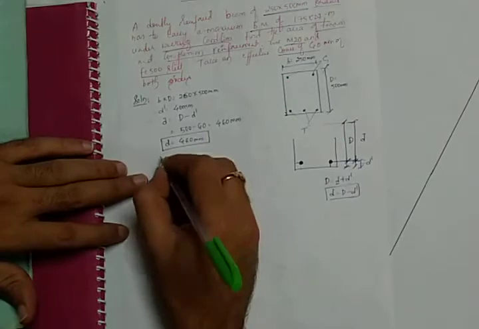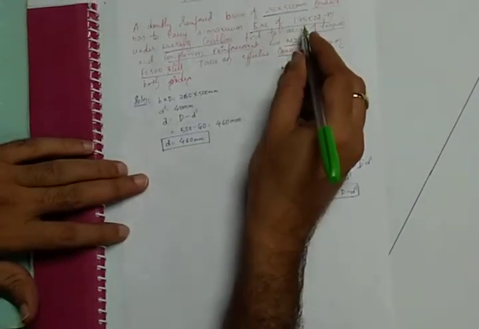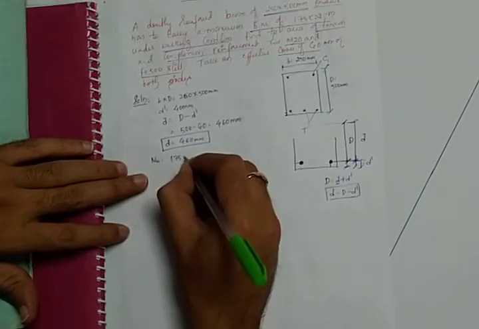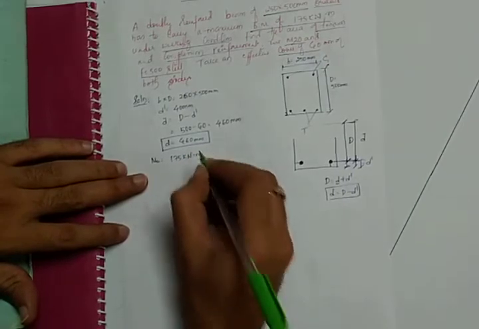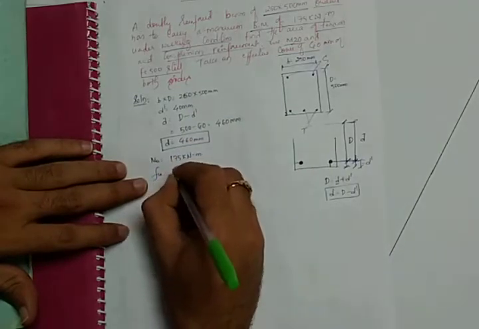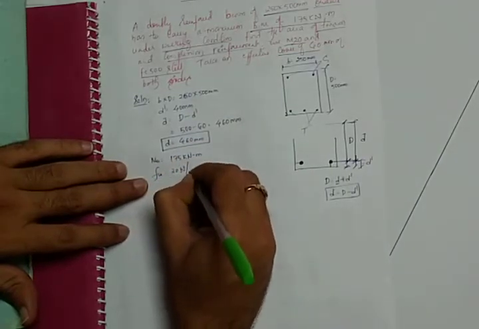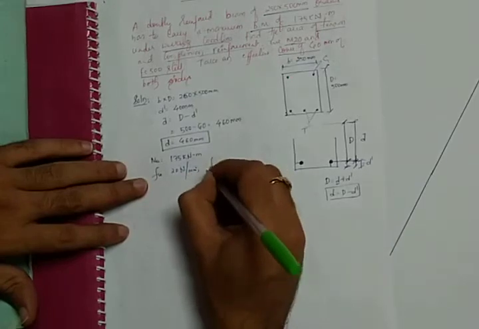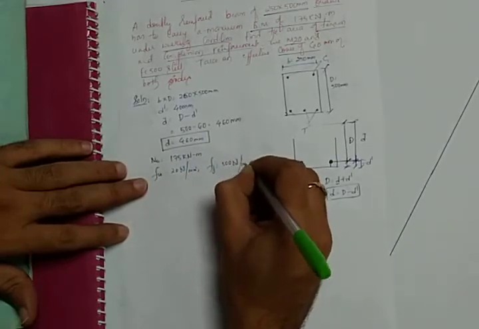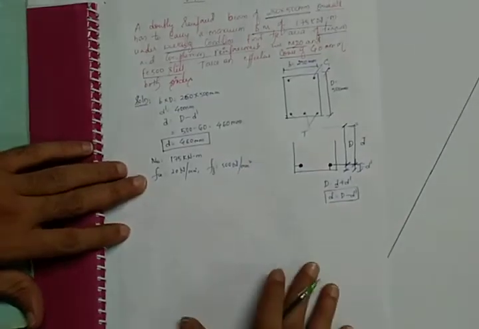And then the given value Mu is 175 kilonewton meter, and fck is equal to 20 Newton per mm square. fy is 500 Newton per mm square. So these are the given data.